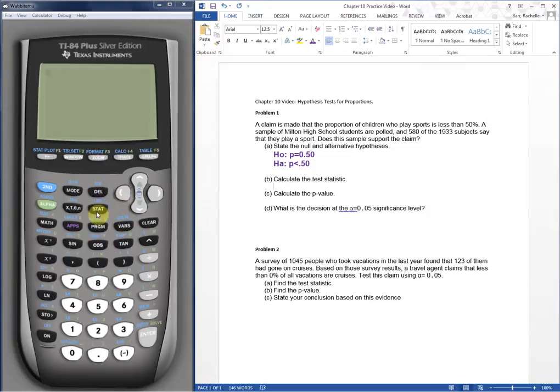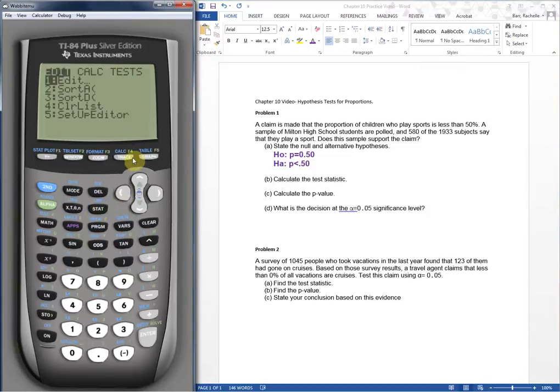So we go into the stat menu and we arrow over to tests, where we found confidence intervals earlier. And if you notice on here, there's this option called one proportion z-test. That's exactly what we want. Let's arrow down there and hit enter. Now I've got to give it some information. Notice there's this p naught. That's the value I'm hypothesizing against, which I think is 50%. And then it asks me for my number of successes, which is 580 out of the total of 1,933.